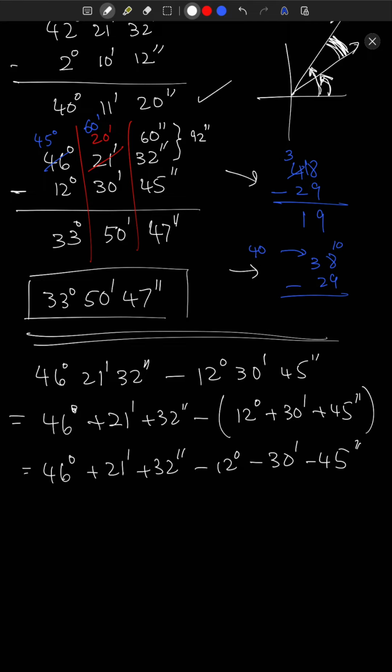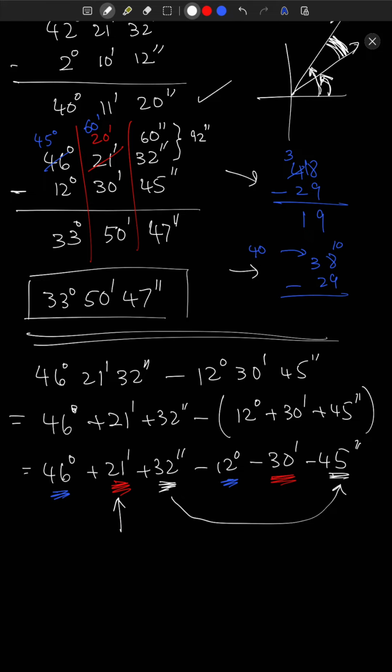So we have that, right? And then what we're doing when we're subtracting these columns is we're matching the second terms with the second terms. We're matching the minutes terms with the minutes terms, right? And we're matching the degree term with the degree term. But when we do subtract this and this, we do get a negative number.